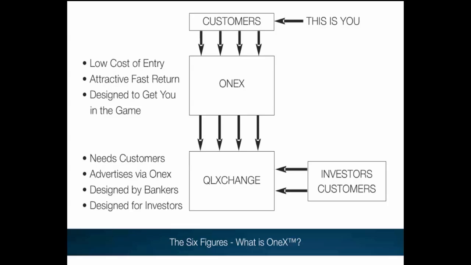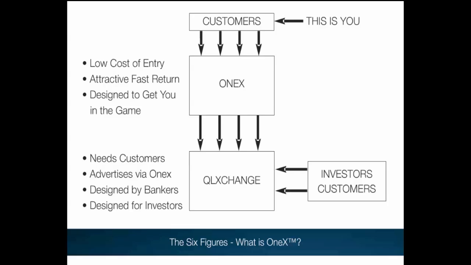Now, we know through the compensation plan that it only requires 4 people in order for you to get a 300% return on your investment. That is the first 4 people that come into your business. Leading on from that, down at the bottom, we've got the Qlxchange part of the business. The Qlxchange part of the business to date has not been released, but will be released very shortly. So all of the customers from OneX that qualify for the Qlxchange program are going to be fed into the Qlxchange side of the business. So your business has 2 parts to it, if you like. You've got the OneX, and you've also got the Qlxchange part of the business.